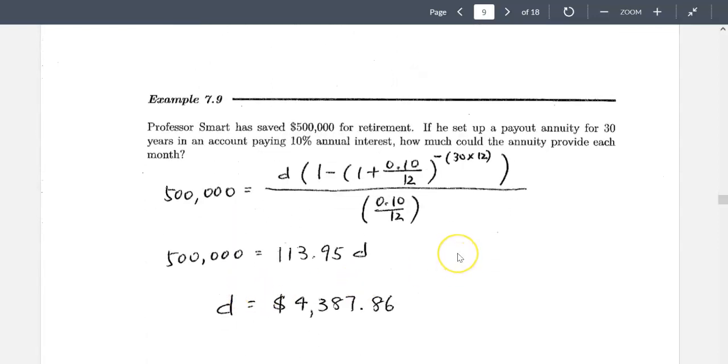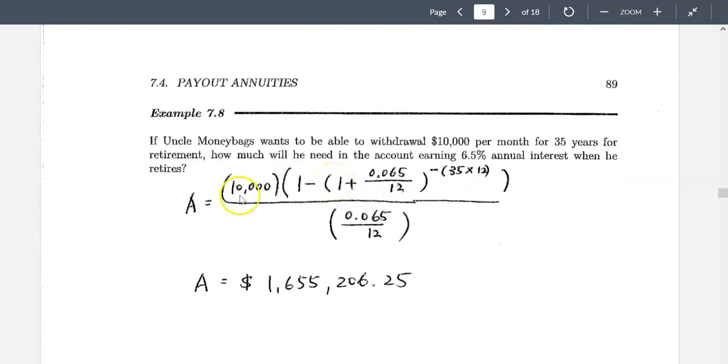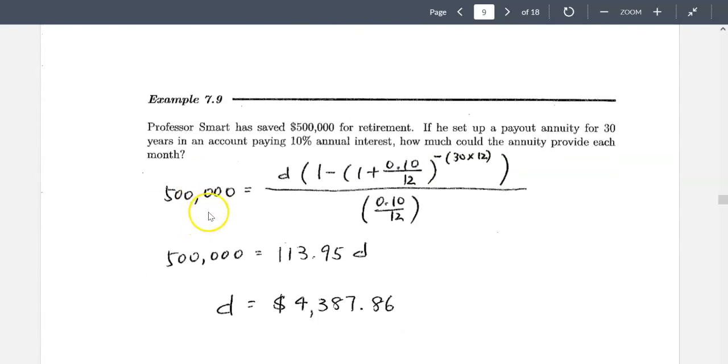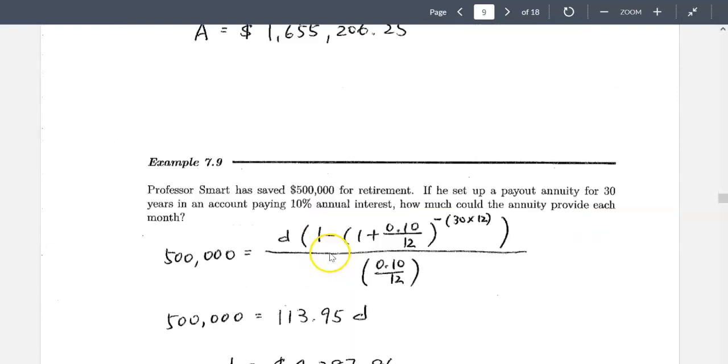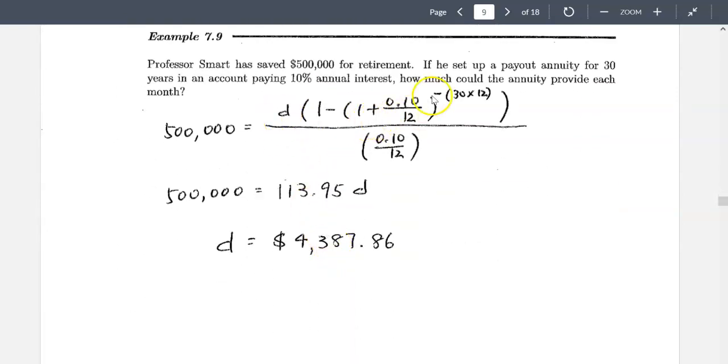Okay, Professor Smart again. $500,000 is the same question, just different numbers. We're still doing the same thing, the annual interest or payout annuity for 30 years. Just like the last question, everything is the same except you change the total. You do have the total this time, and you just want to know how much you can withdraw. The D is missing. Everything else is there, so again you need to do a little bit of algebra.